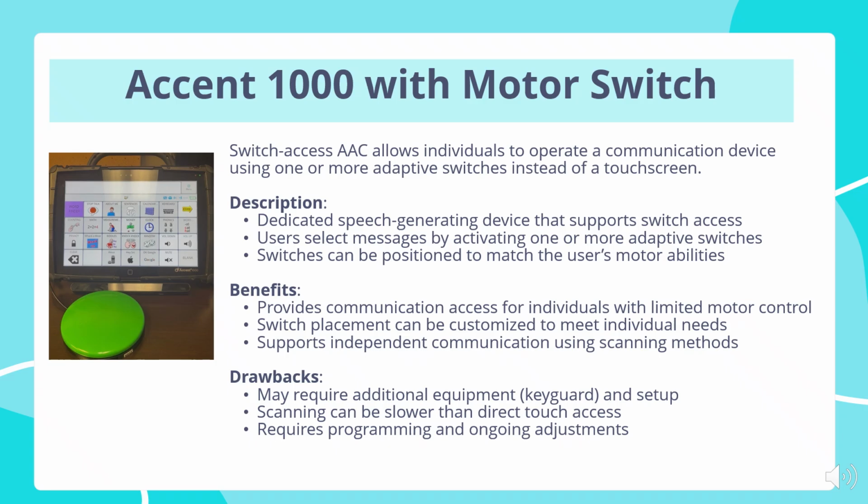The Accent 1000 with a motor switch is one example of a switch access AAC system. Switch access AAC allows individuals to operate a communication device using one or more adaptive switches instead of a touchscreen. Users select messages by activating one or more switches, which can be positioned to match the individual's motor abilities. One of the biggest advantages of switch access AAC is that it provides communication access for individuals with limited motor control, while supporting independent communication through scanning methods.